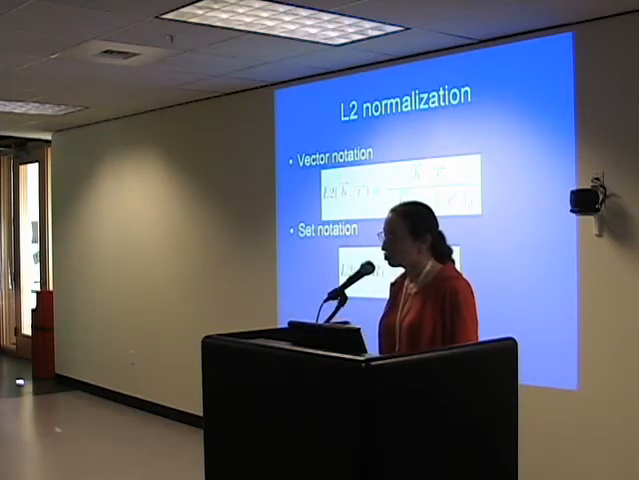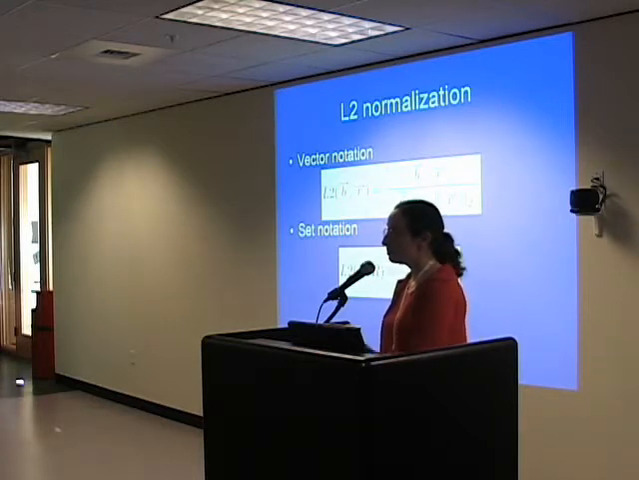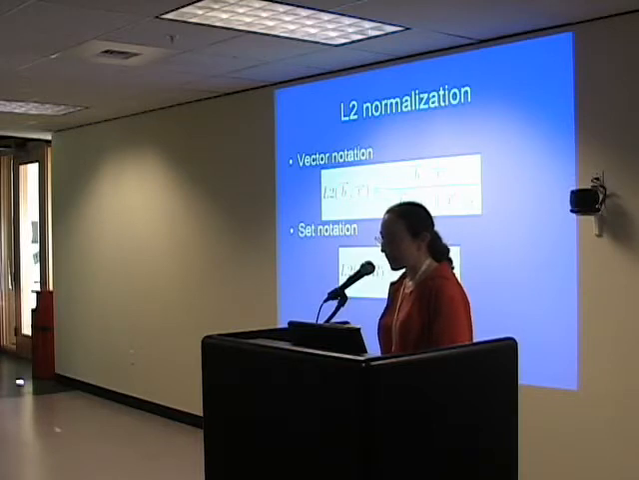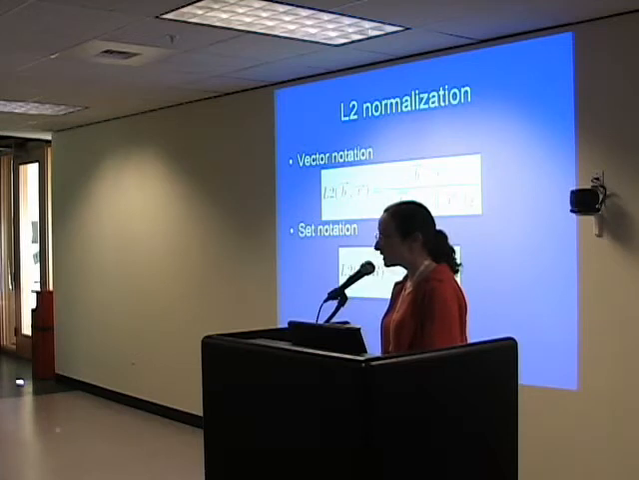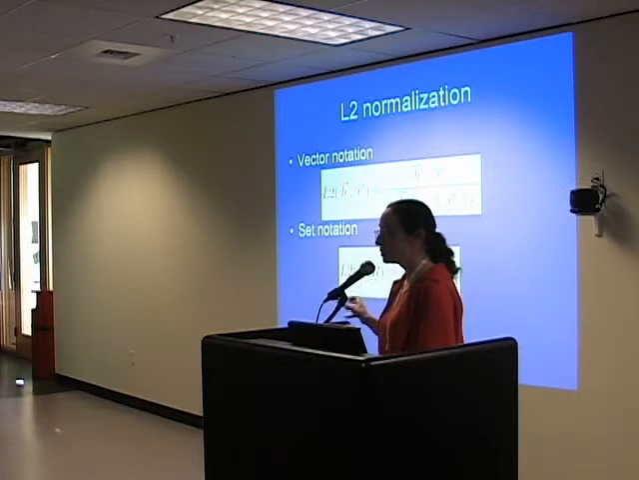Another measure is L2 normalization. In the vector space, this would be the same as the cosine distance. And this is the same as L1, except for the square root sign in the denominator. So you take the overlap and you divide it by the square root of the product. So this penalizes large communities less heavily.